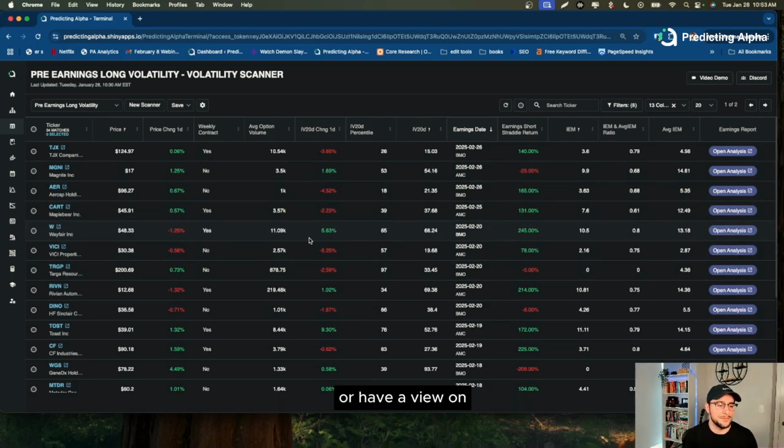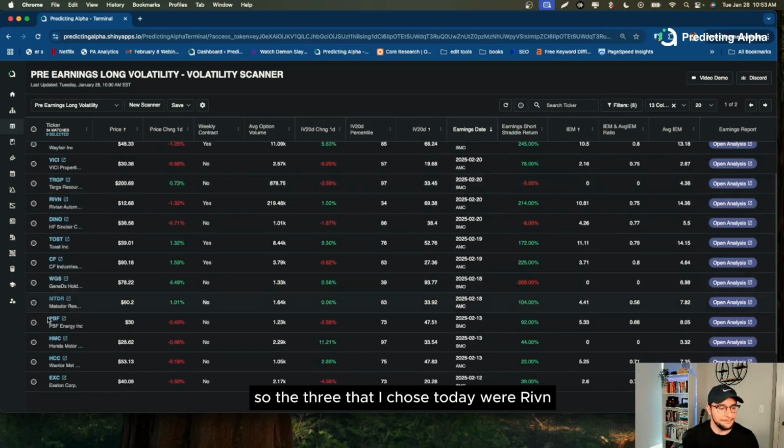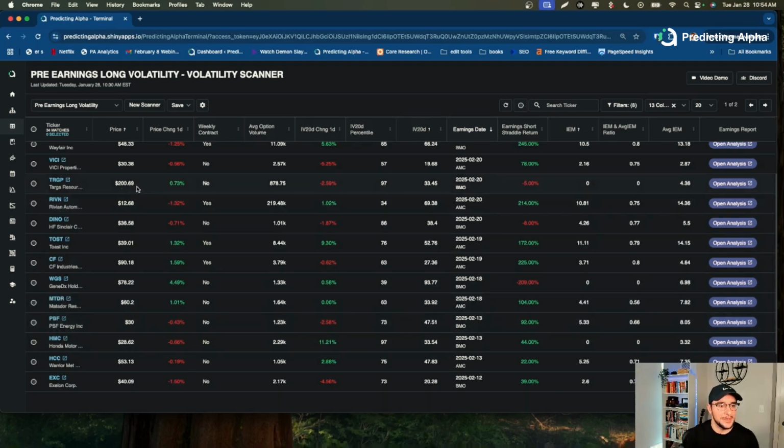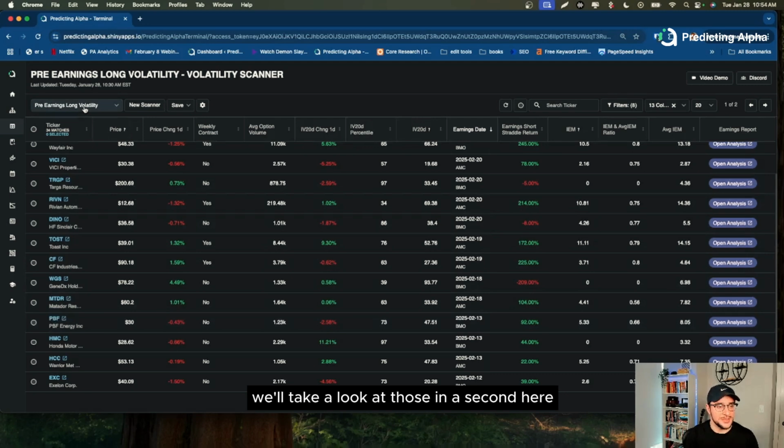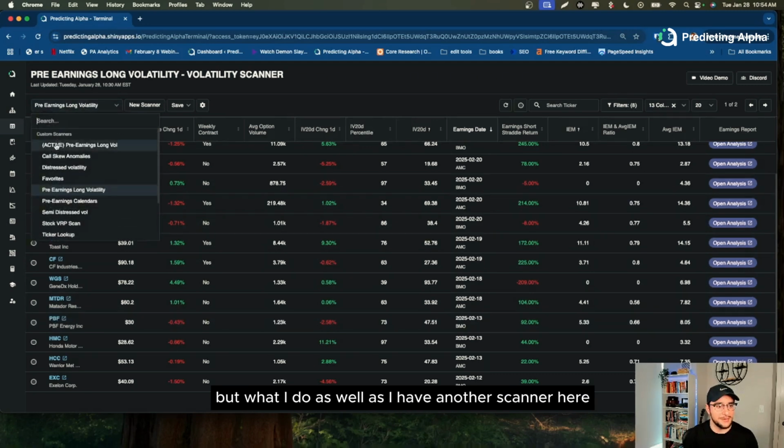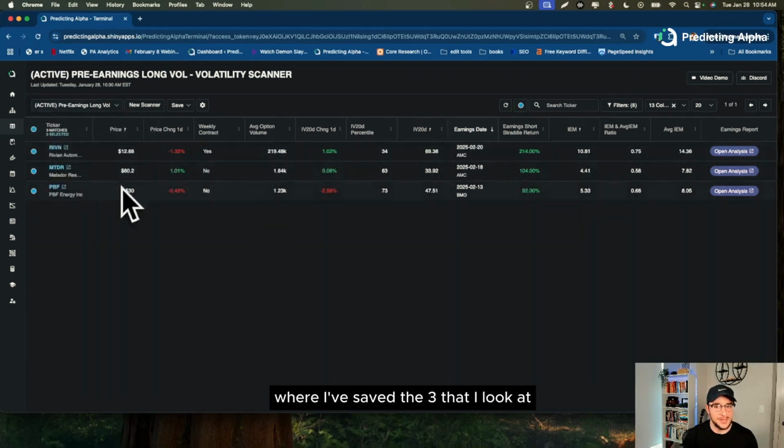So there's a lot of room to pick out of this list based on what you're particularly interested in or have a view on. So the 3 that I chose today were RIVN, which is Rivian, and then I chose Matador, MTDR, and PBF Energy, which is just PBF. We'll take a look at those in a second here, but what I do as well is I have another scanner here where I've saved the 3 that I look at.